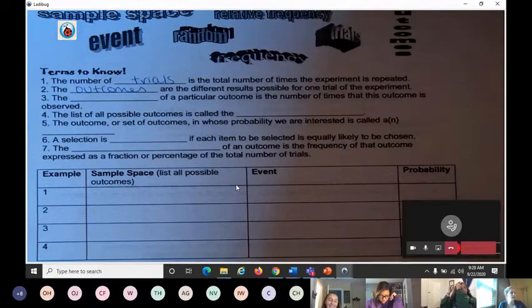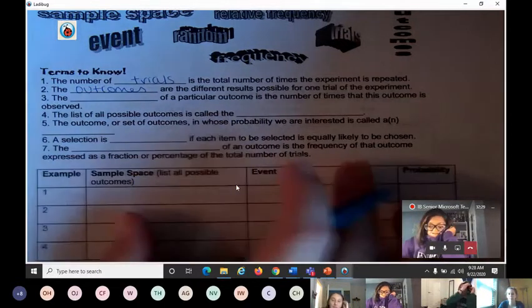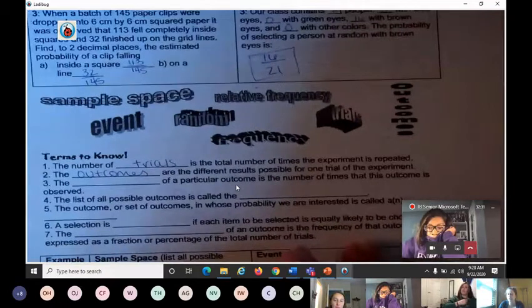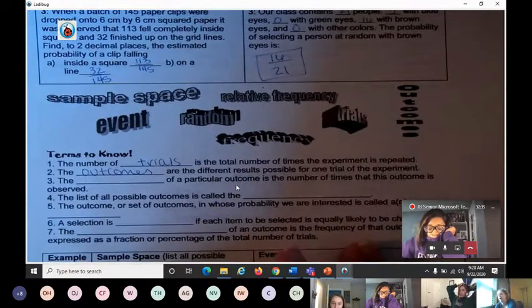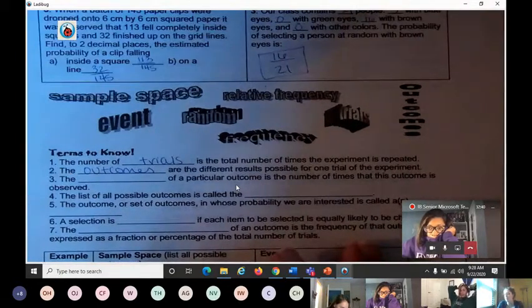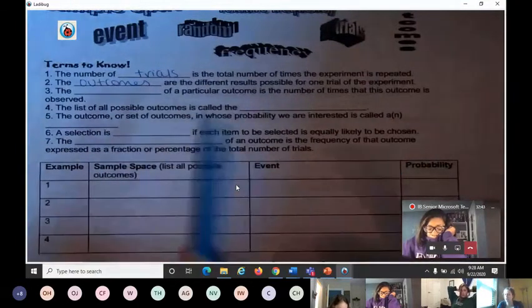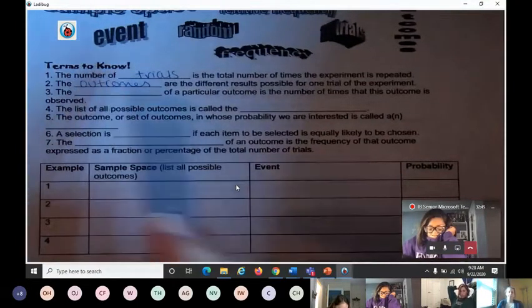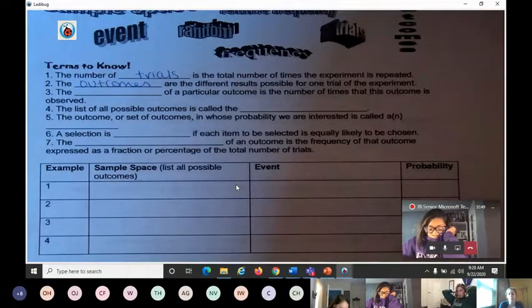We are doing these probability notes. Up at the top, we just did a bunch of probability examples that were super simple. I'm very confident you would have gotten them. And I'll post the completed notes on the page afterwards. So just go ahead and start with these terms to know. If you want to just listen and then write them down later, that's fine too.